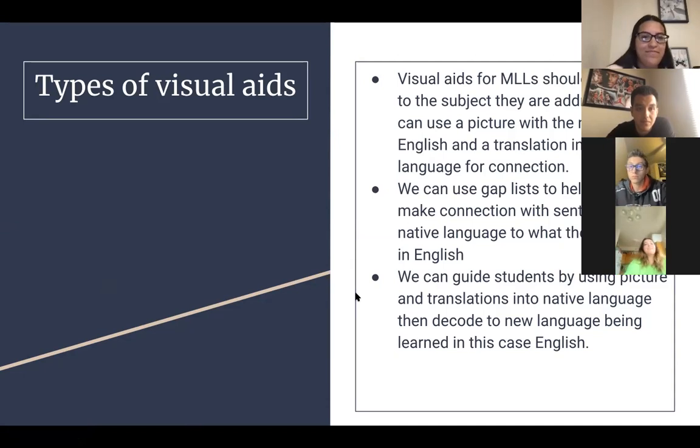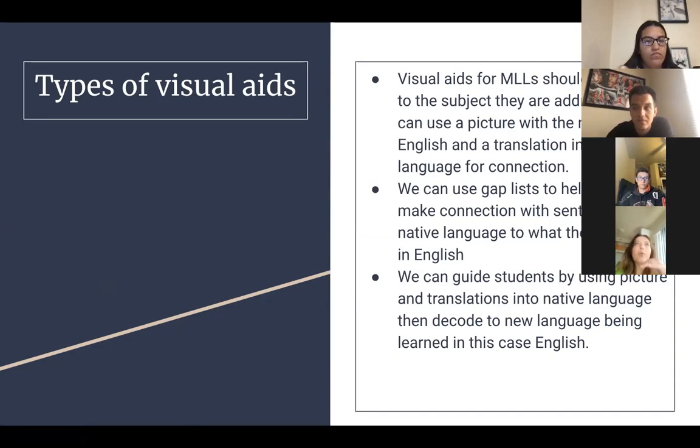Types of visual aids. Sorry, I don't know what happened to my phone. So there are different types of visual aids. Visual aids for MLLs should be related to the subject that they are addressing. We can use pictures with the names, the English to translate into the native language, which you just saw on the last 2 slides. You can use the gap list, which was the first example. You fill in the gap, making the connection to the sentence of their native language. And we can guide our students by using pictures and translations in their native language.